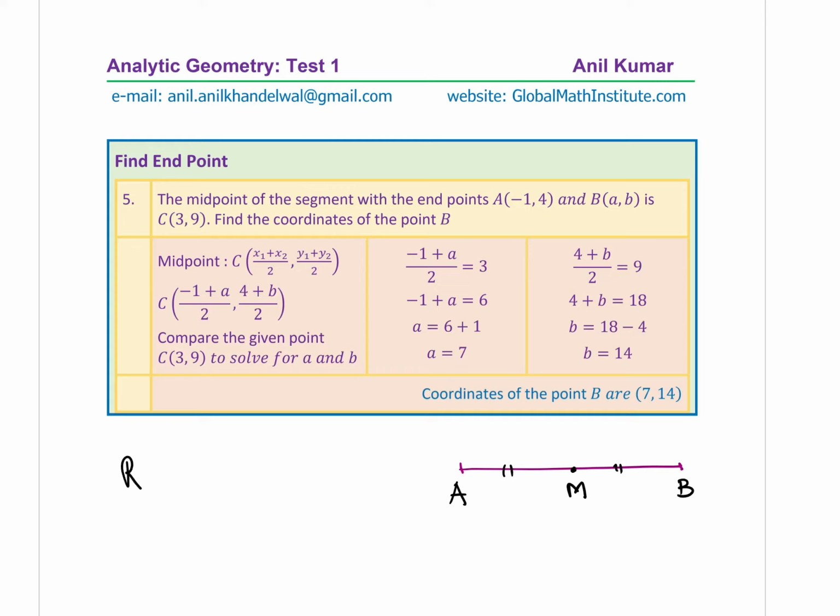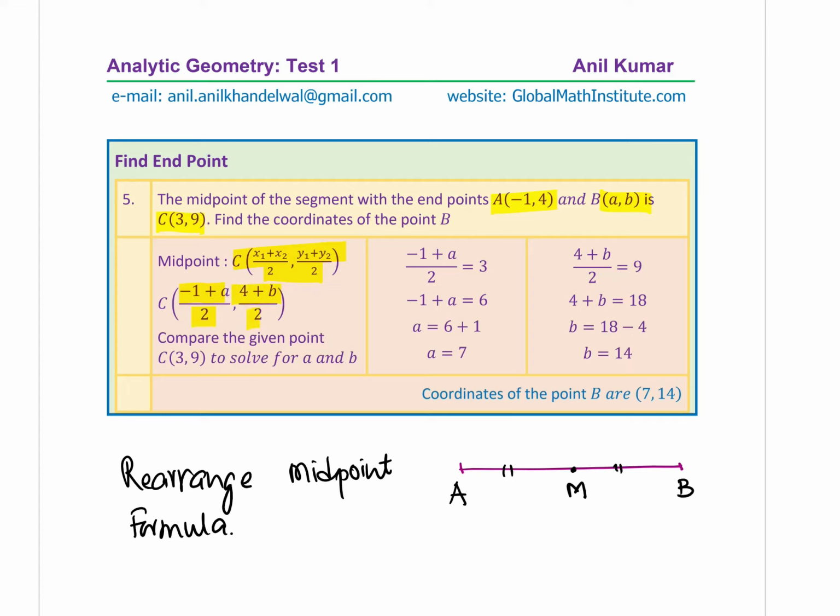Well, we have to rearrange the formula and get the result, correct? So this is the strategy which should be adopted to solve this particular question. The midpoint formula is the average value of x's and the average value of y's, which gives you the midpoint. So C is the midpoint, which should be the average of A and B. The point B is yet to be known. So we have the x value as minus 1 plus a divided by 2, and the y value is 4 plus b divided by 2.